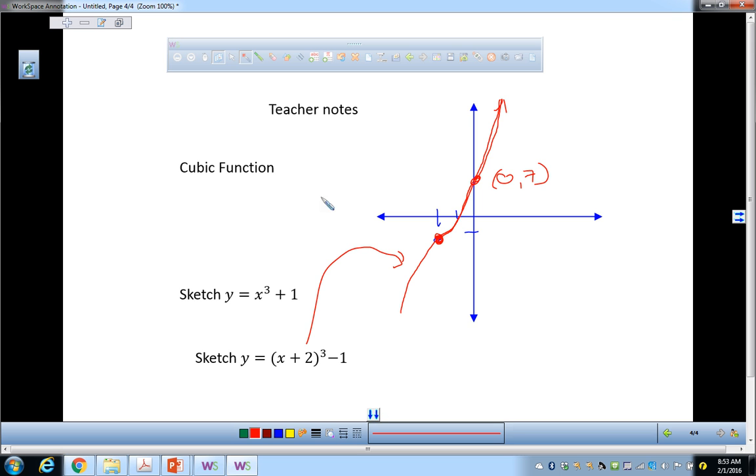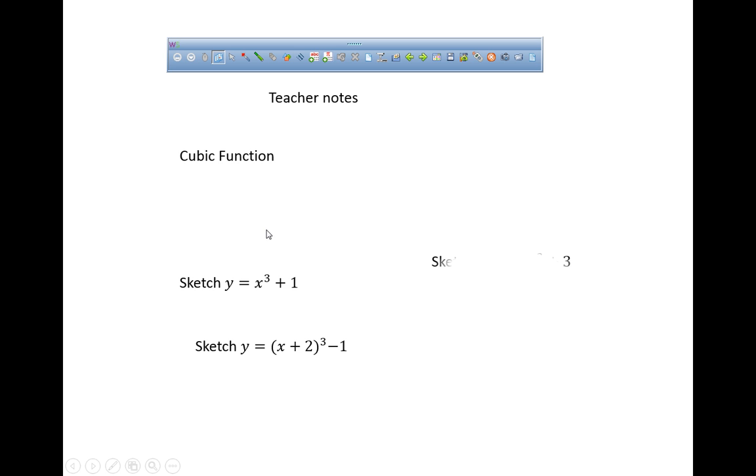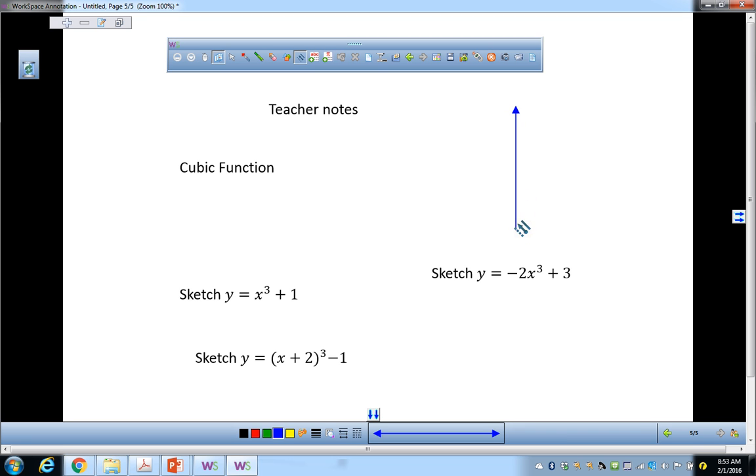Right? Here's a trick: what would this next one look like? Sketch negative 2x cubed plus 3. So if I were to sketch that, what's that going to do to it, Kai? Move it up 3. It's going to move that inflection point up 3, right? But what's this going to do to it? It's going to stretch it, and it's going to flip it the other direction.